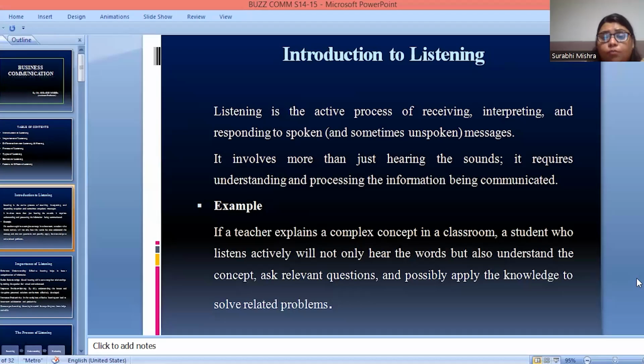But when we talk about hearing, hearing is just hearing a particular sound. Listening is more than hearing, right? So I hope the definition, or meaning, must be clear to you all. I'll move towards the next slide.